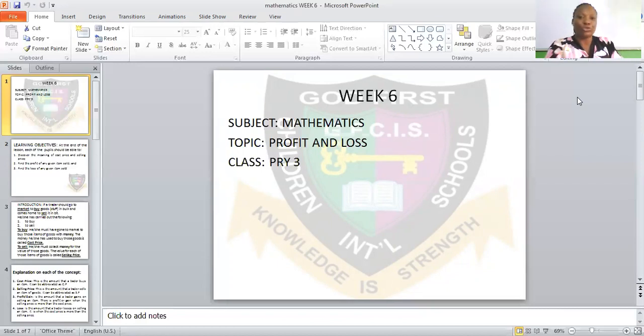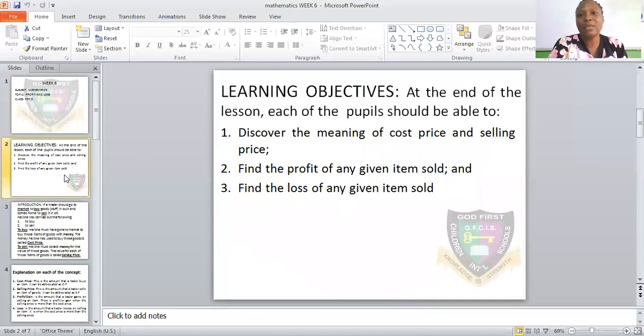Clear? Good. Now, today, at the end of the lesson, each of the pupils must be able to discover the meaning of cost price and selling price, find the profit of any given item sold, and find the loss of any given item sold.